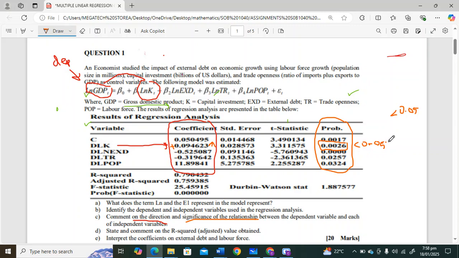Then the relationship is not significant. There's a high chance that if there's any effect, it's by chance. So what it's telling us is there's no relationship between the variables. And as a statistician, you should even remove that variable from the equation.